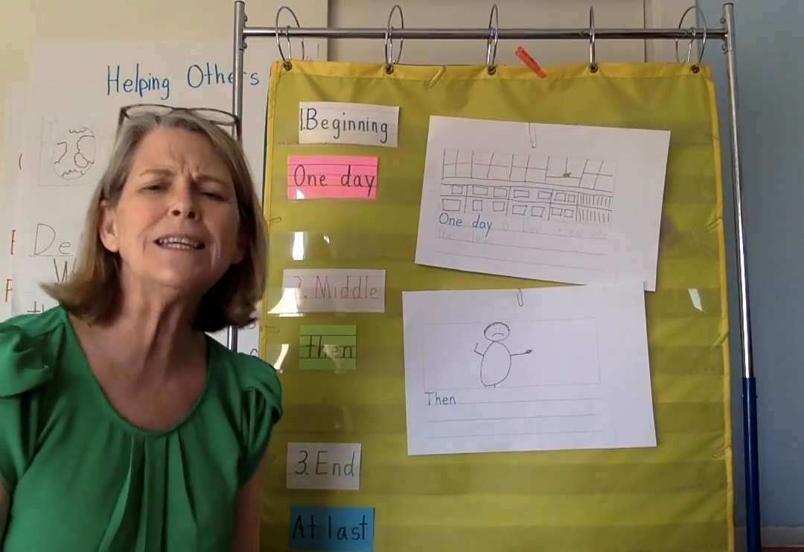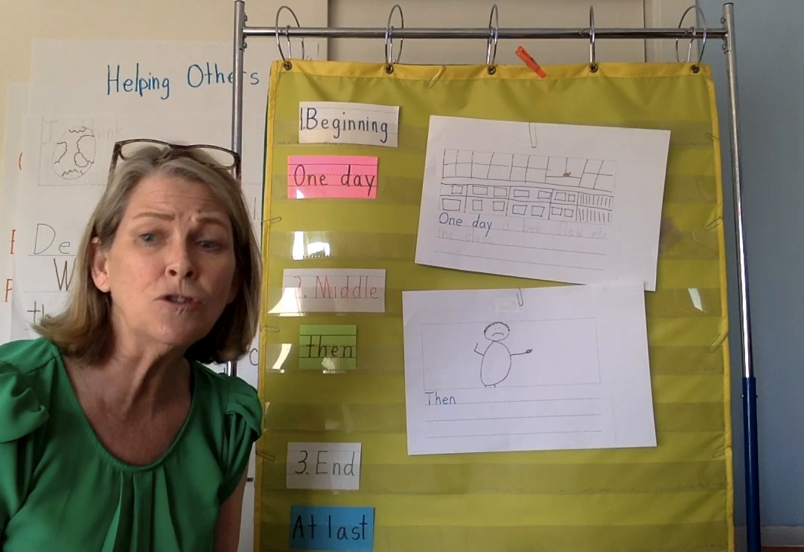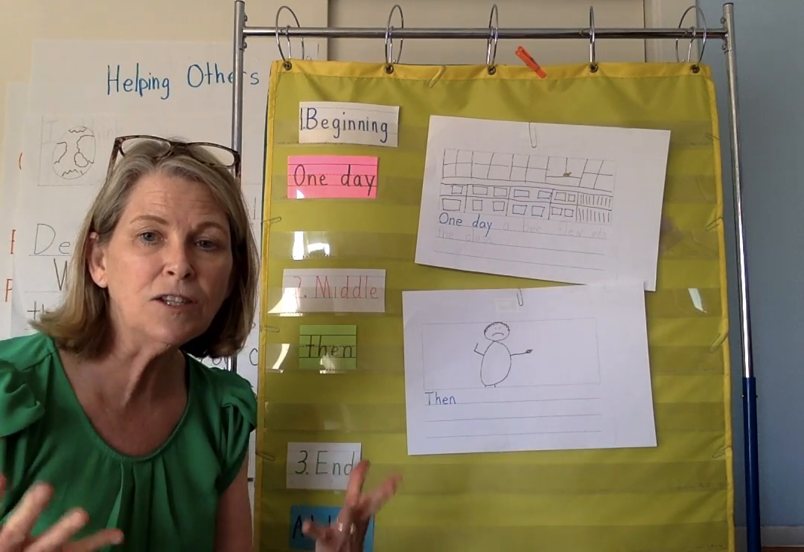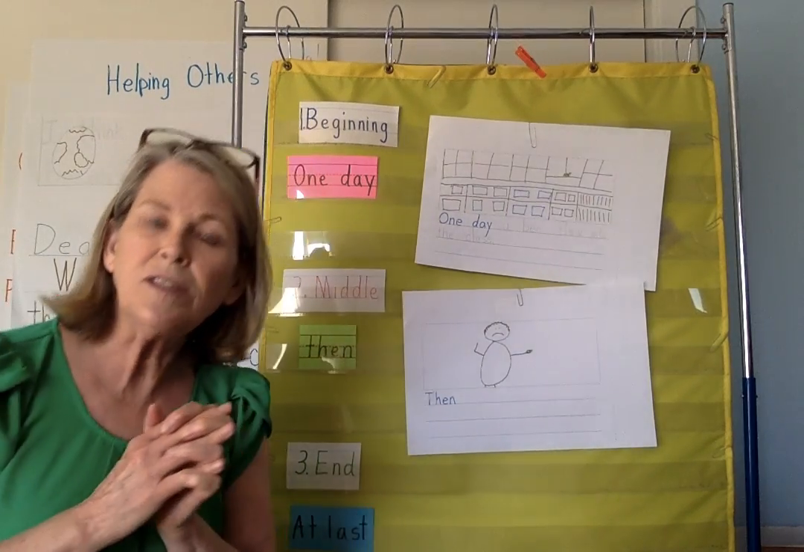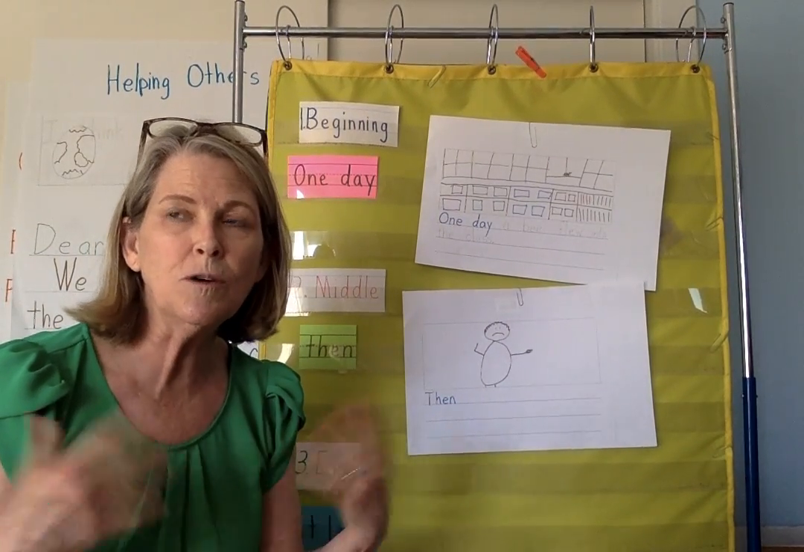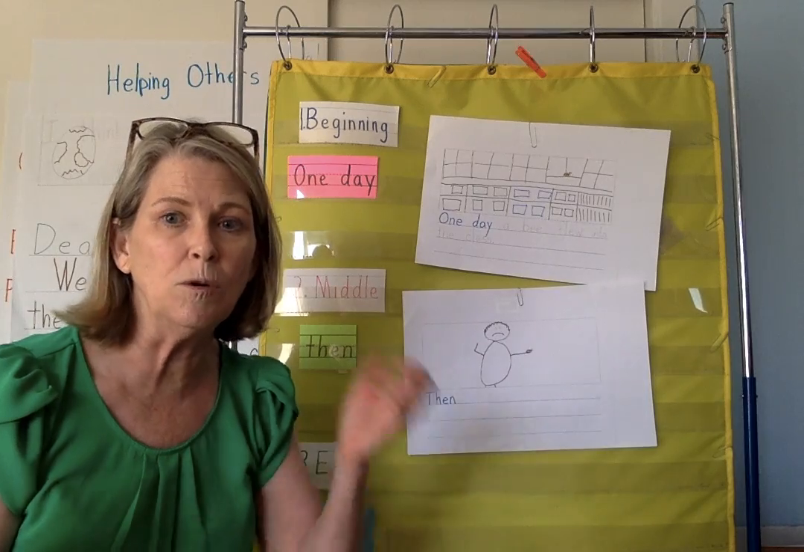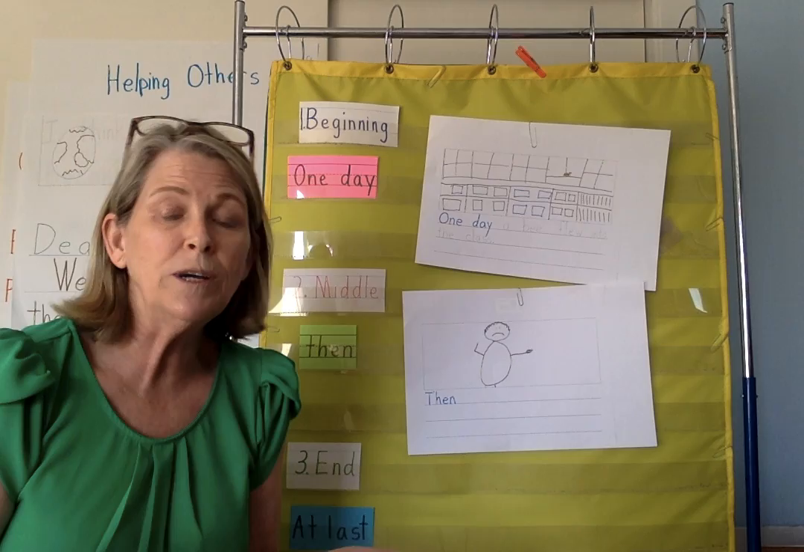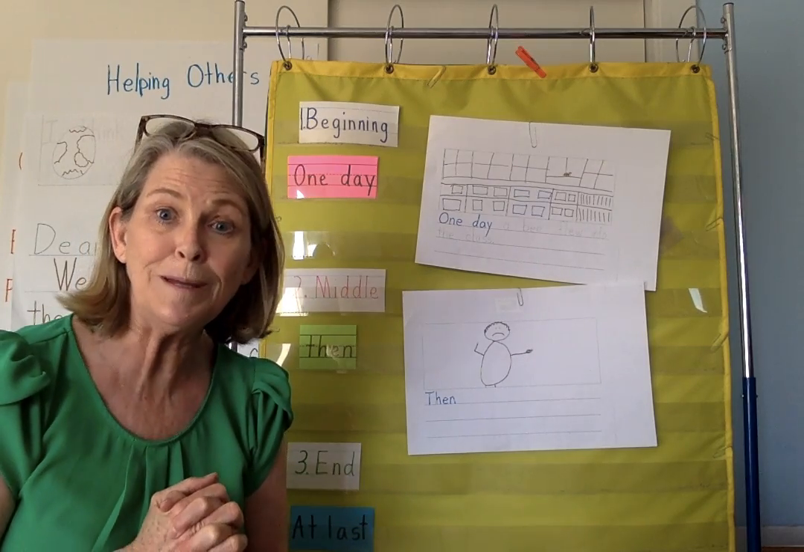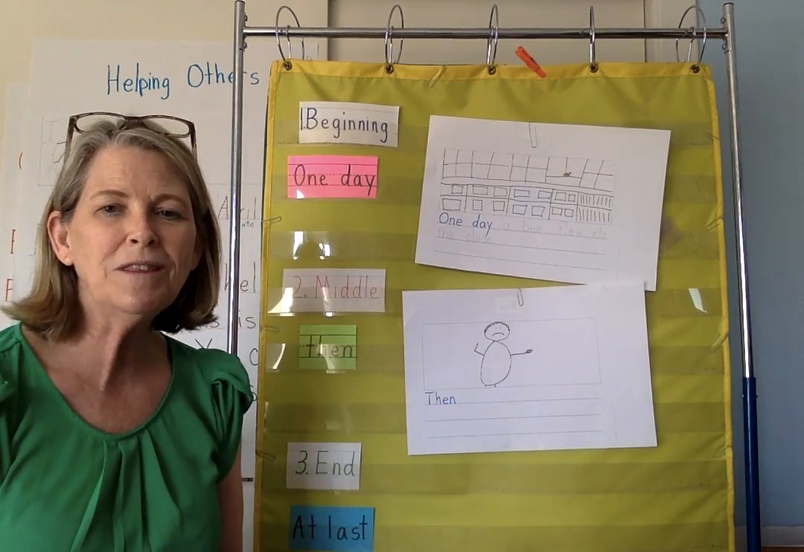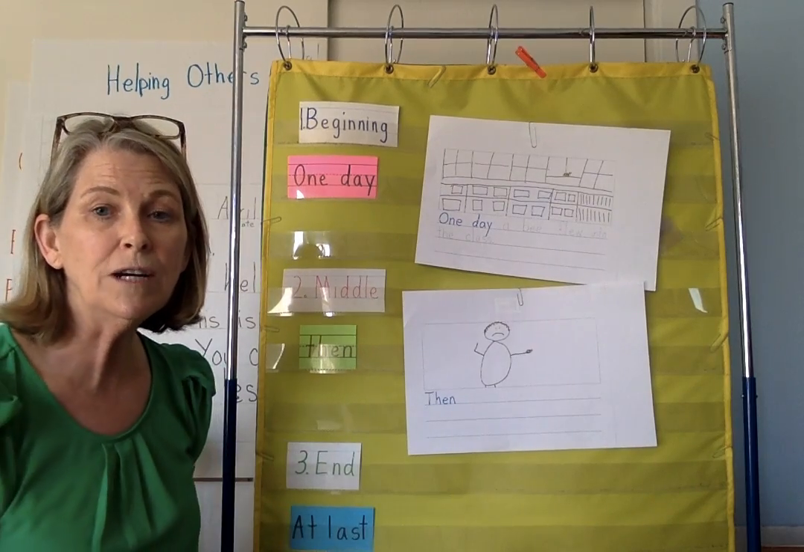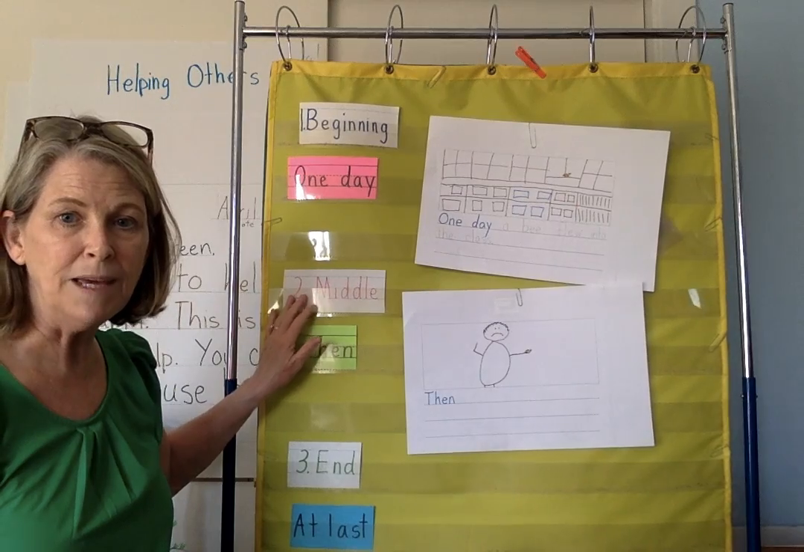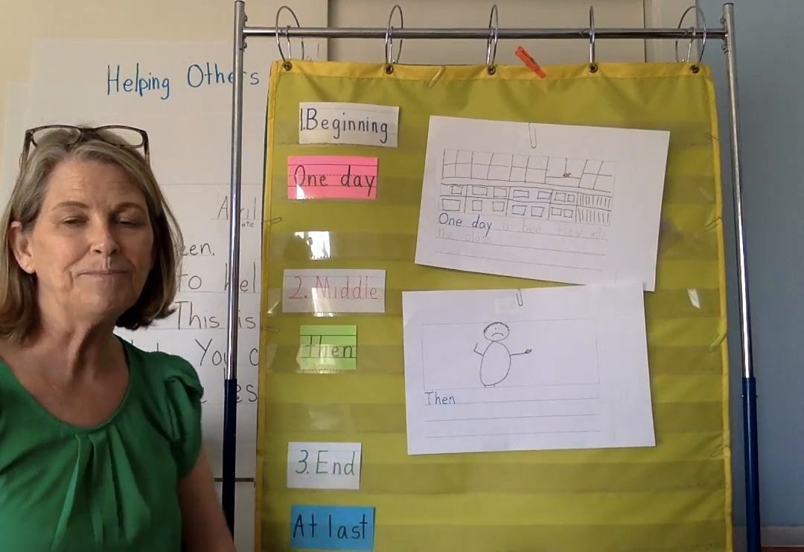So you may be thinking, what makes a true story? Well, a true story is a story about something that happened to you, or maybe a friend of yours, or maybe it happened to more than one person. It could have happened to a few people. And the important thing about true stories is that they have a beginning, a middle, and an end.